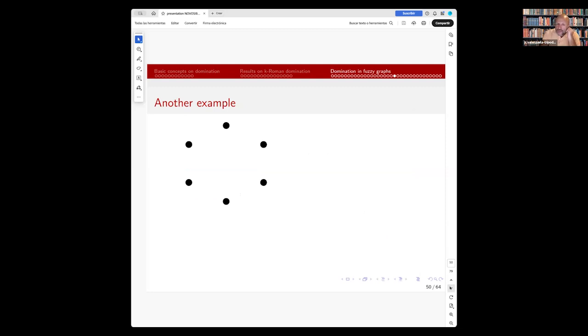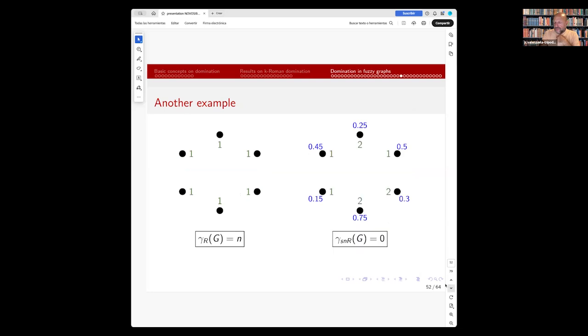Well, let me show you an example, because there are some particular things that happen when we try to study the Roman domination in fuzzy graphs that are quite different from the situation that we have in classical graphs. For example, when we consider this Roman dominating function in this graph, there are no edges, but the weight of this function is n.